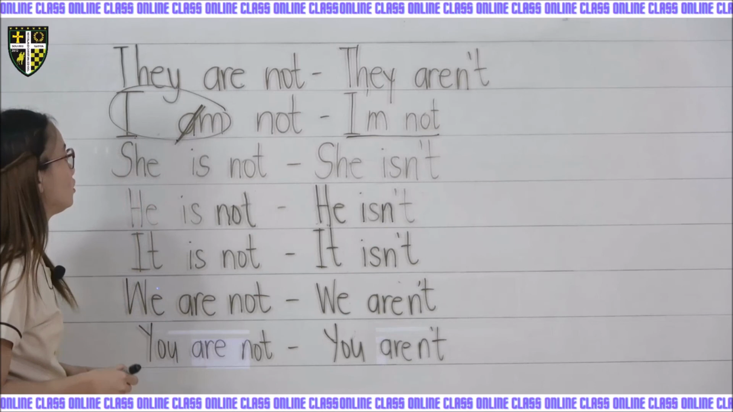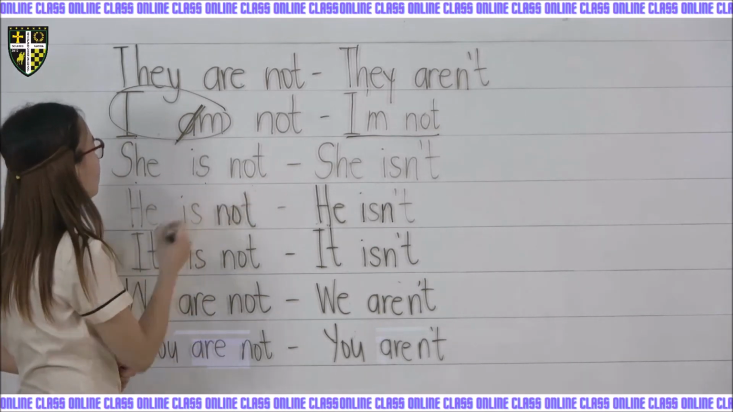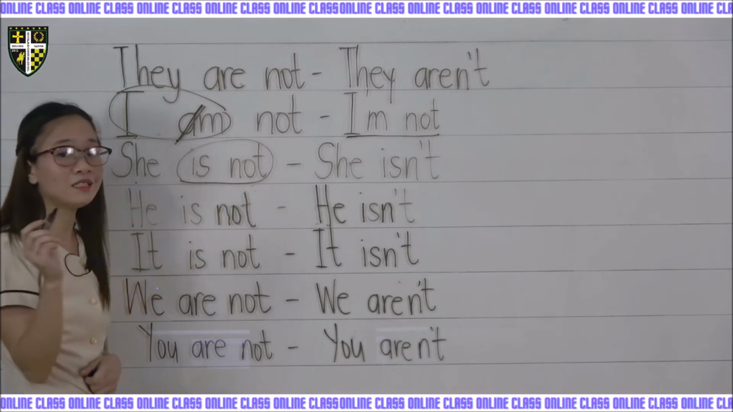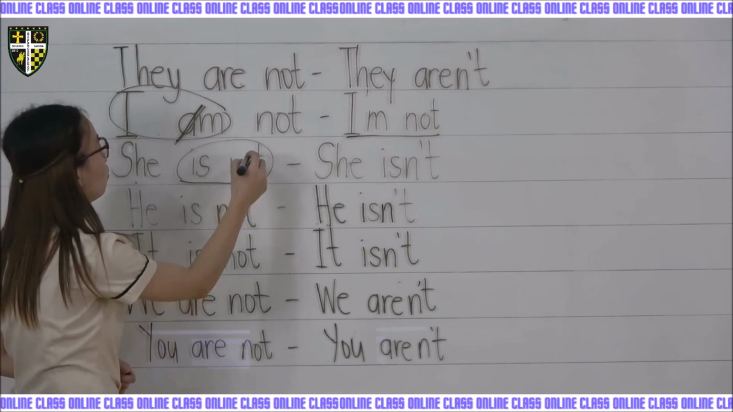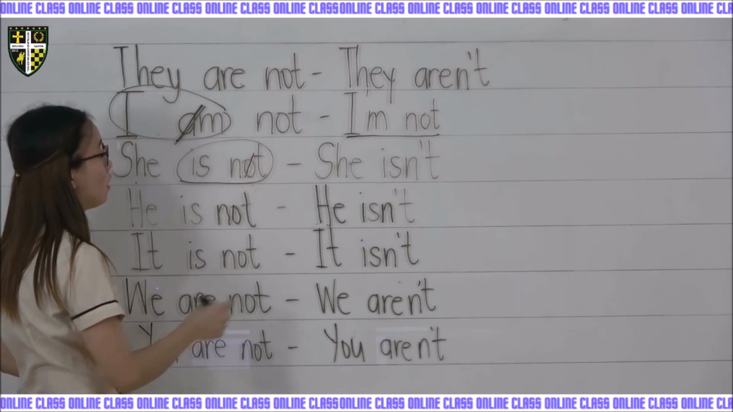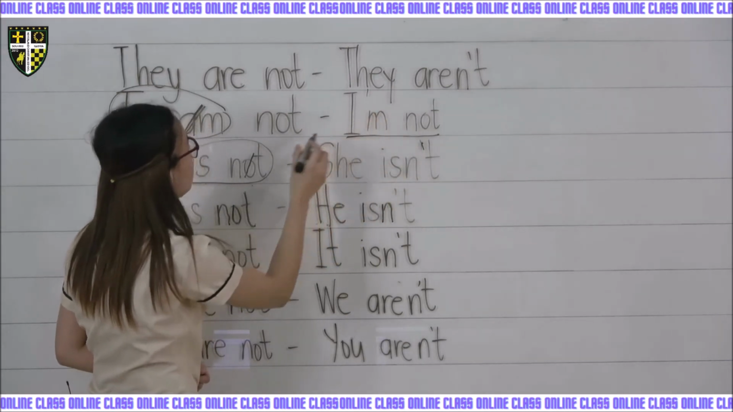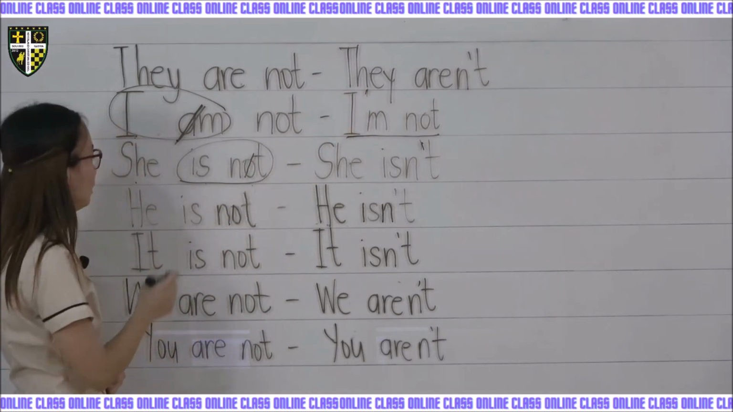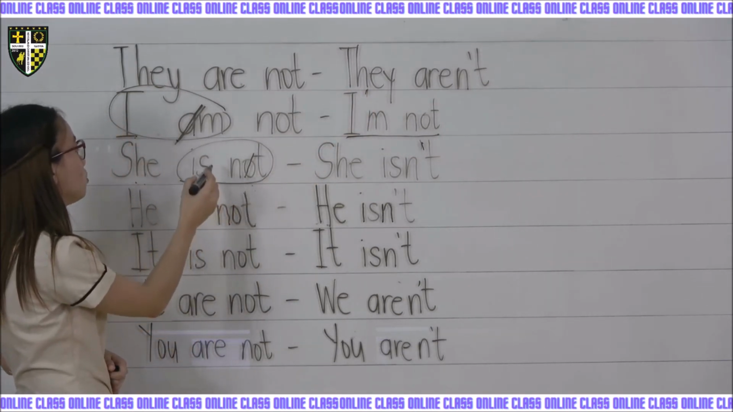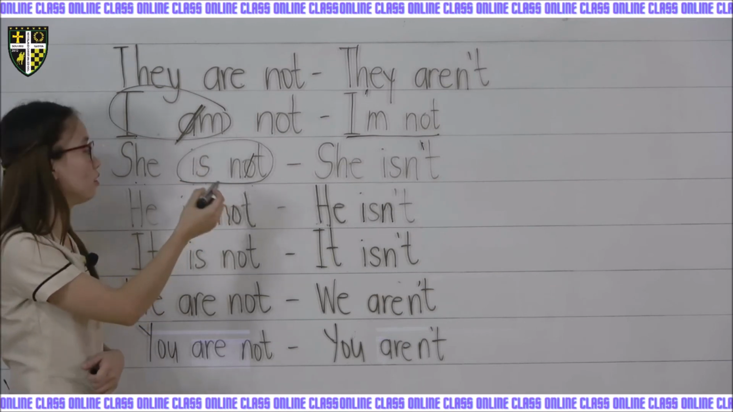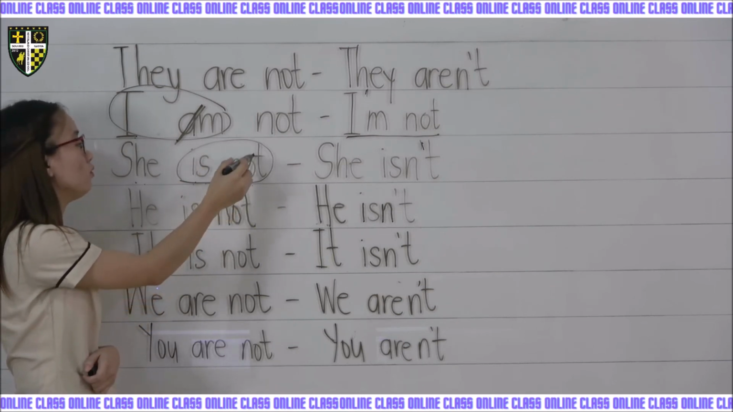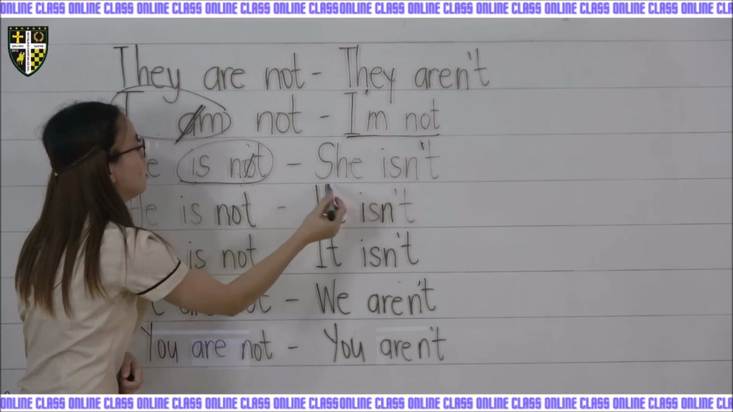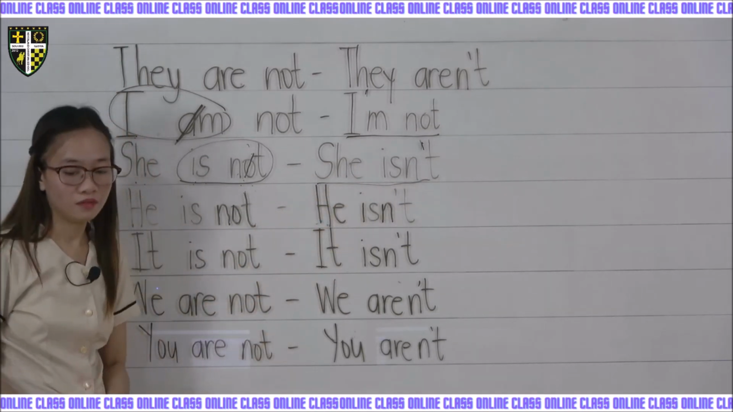Okay, she is not. So for this one, you need to combine the be verb and not. But this time, you will remove the letter O and change it into an apostrophe. Again, it is not. So combine the be verb and not, but remove the letter O in the not and put an apostrophe. So it became she isn't. Okay.